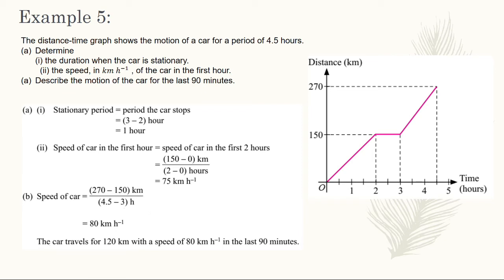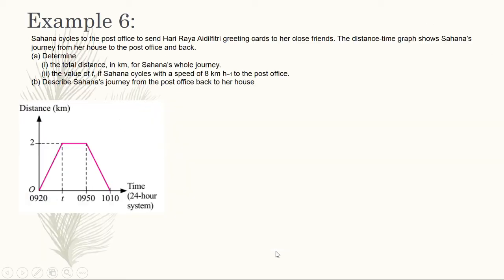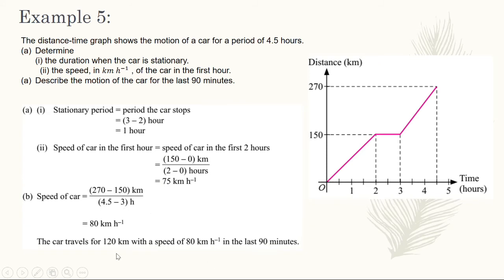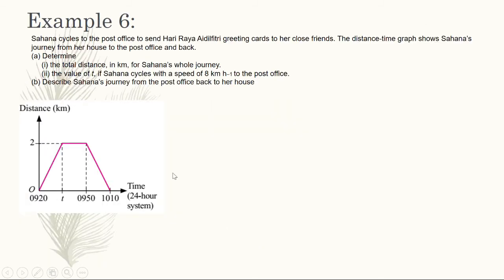Okay, so the car travels for 120 km with a speed of 80 km per hour in the last 90 minutes. Okay, make sure you always mention the distance, the speed, and also the time. Okay, now we look at the next example here.